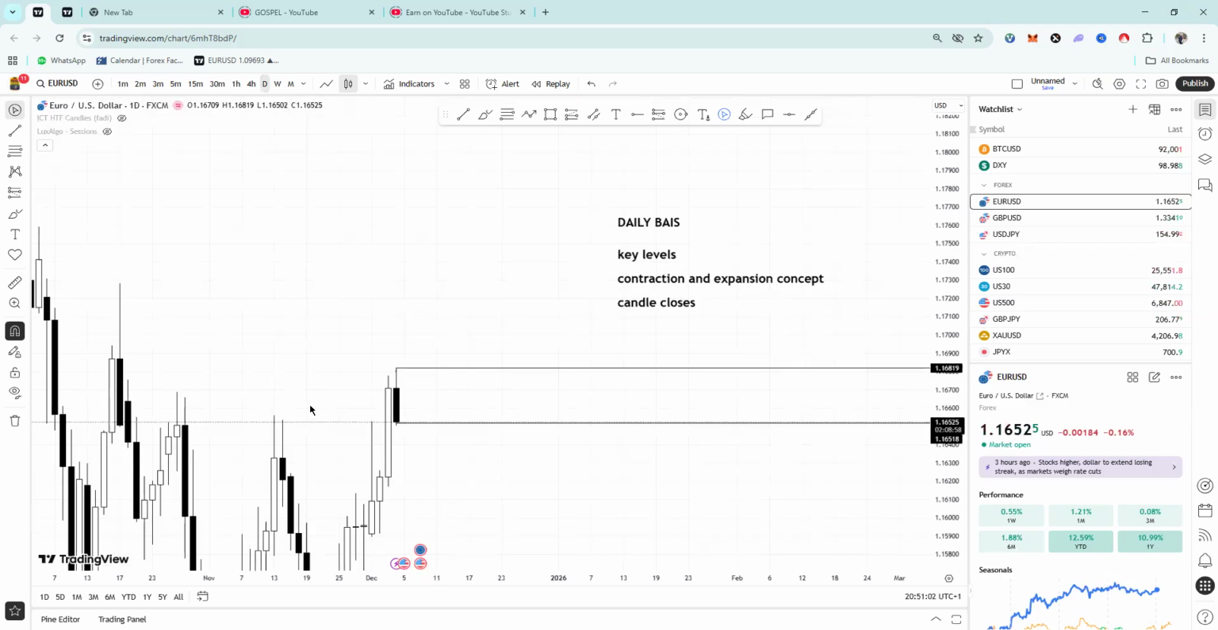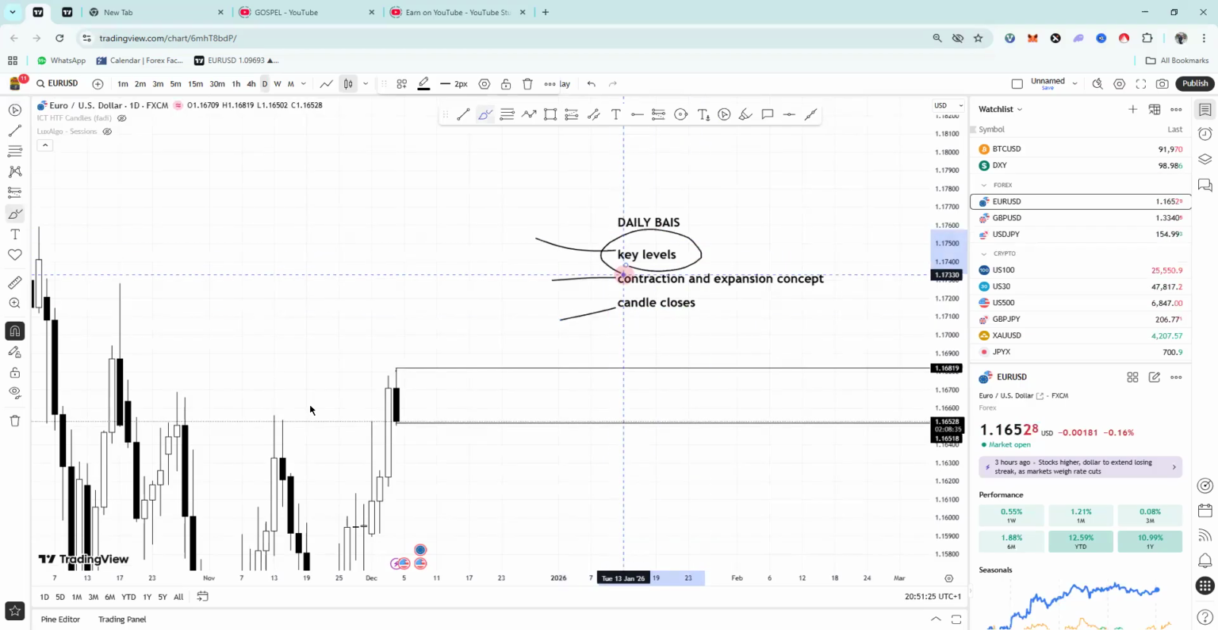Many people use so many methods to determine this. Some use data ranges and so many other things, but these are the most important elements that I personally use. I personally use these three elements to determine my bias for the day. And the primary one we're going to talk about first is our key levels.